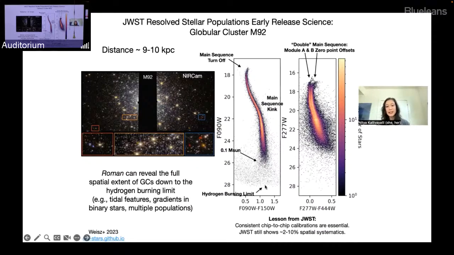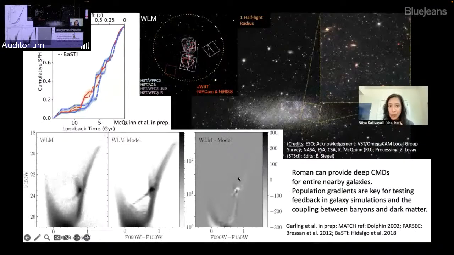Here is the hydrogen burning limit. Using something like Roman, you can really reveal the full spatial extent of globular clusters. And you can go down to the hydrogen burning limit and explore things like tidal features, gradients in binary stars, and multiple populations. And then this is now WLM.